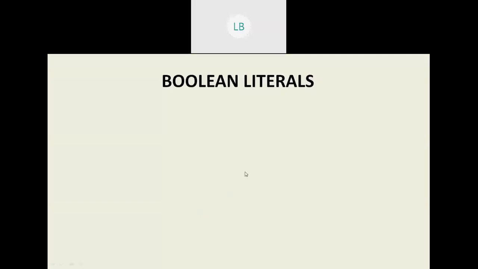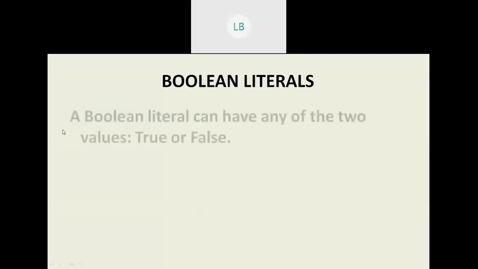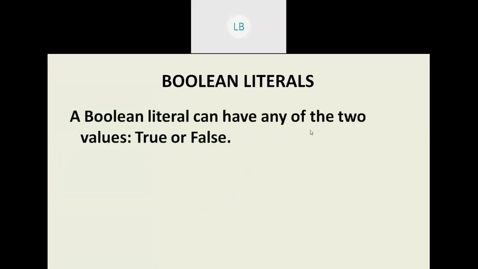The next one, Boolean literal. A Boolean literal can have any of the two values. You know already. What are the Boolean values? True or false. I can assign true to a variable. I can assign false to a variable. So this is called a Boolean constant or Boolean literal.